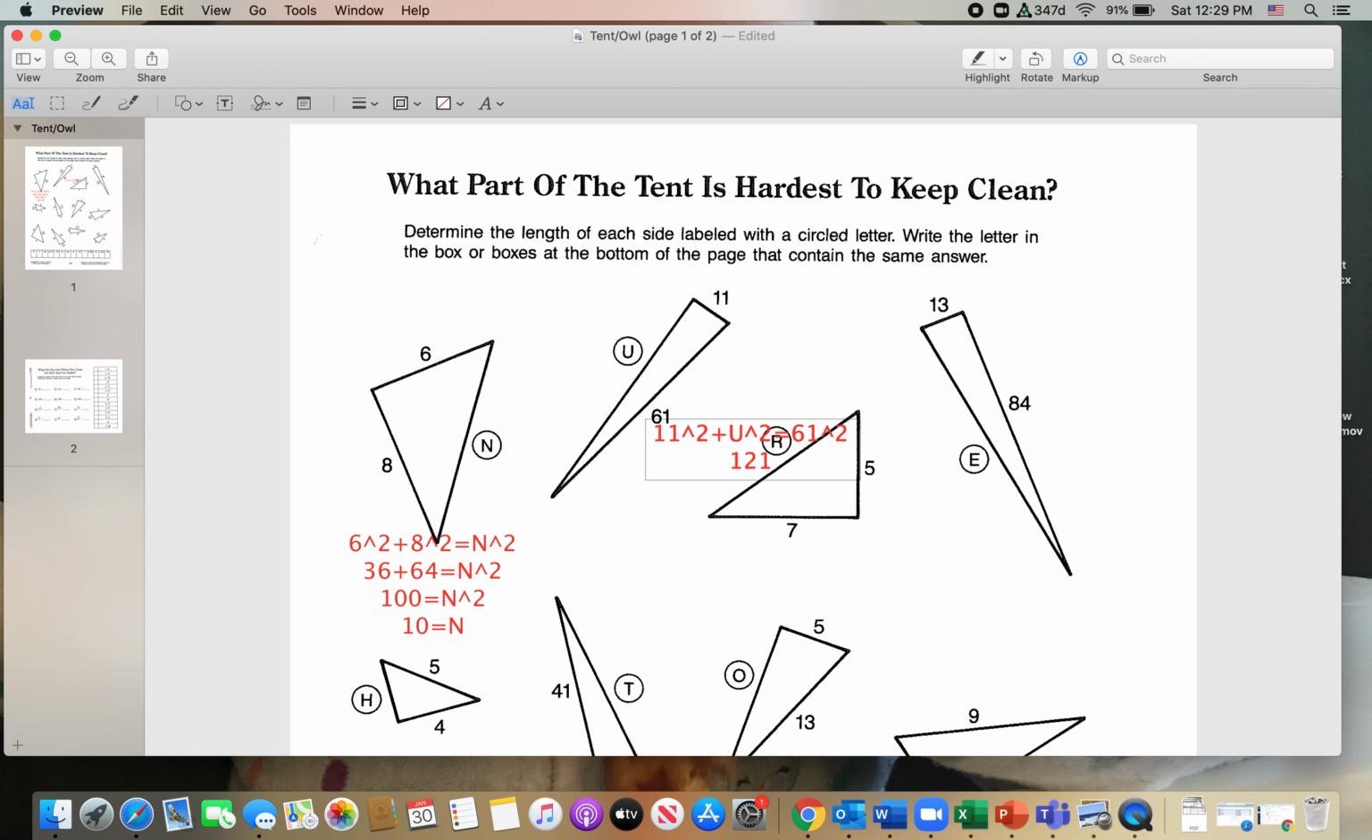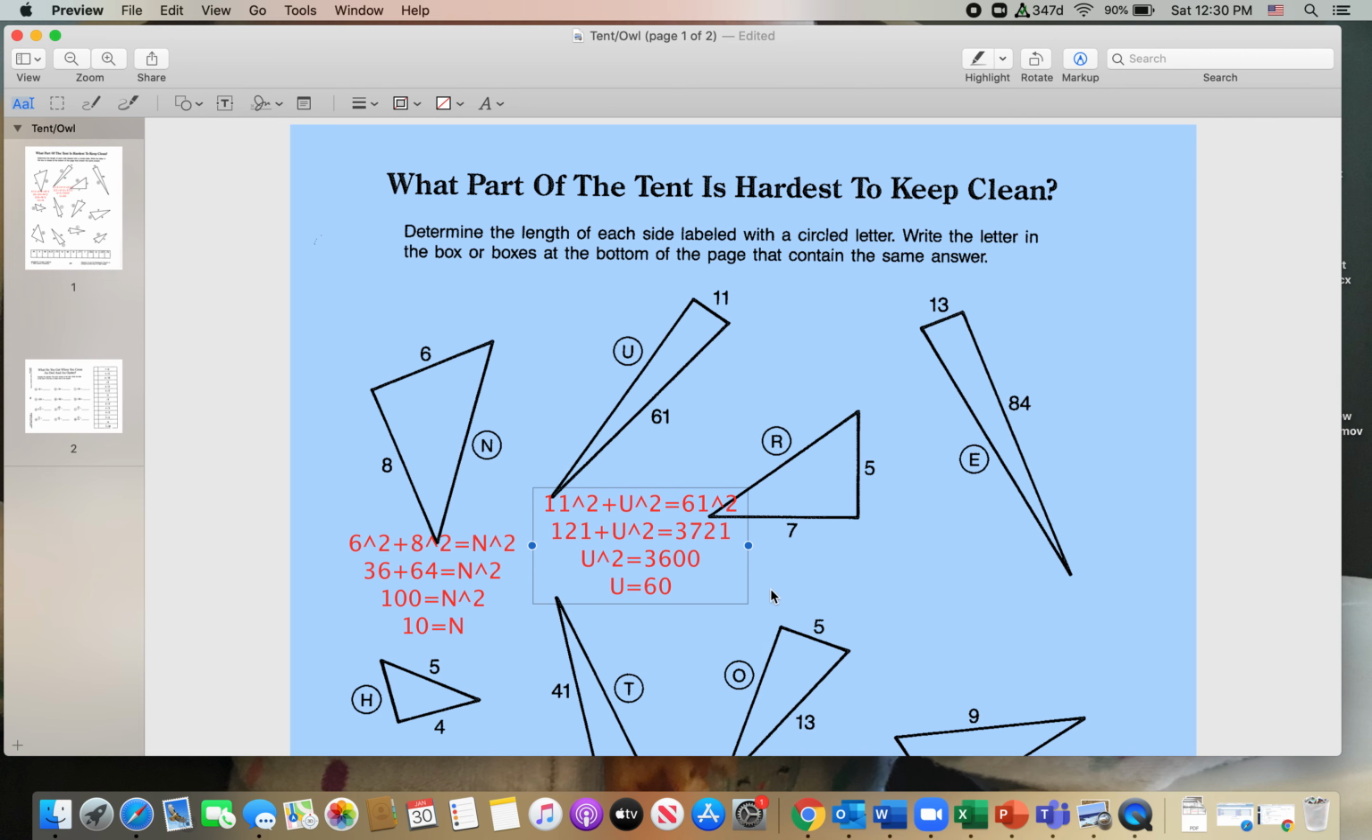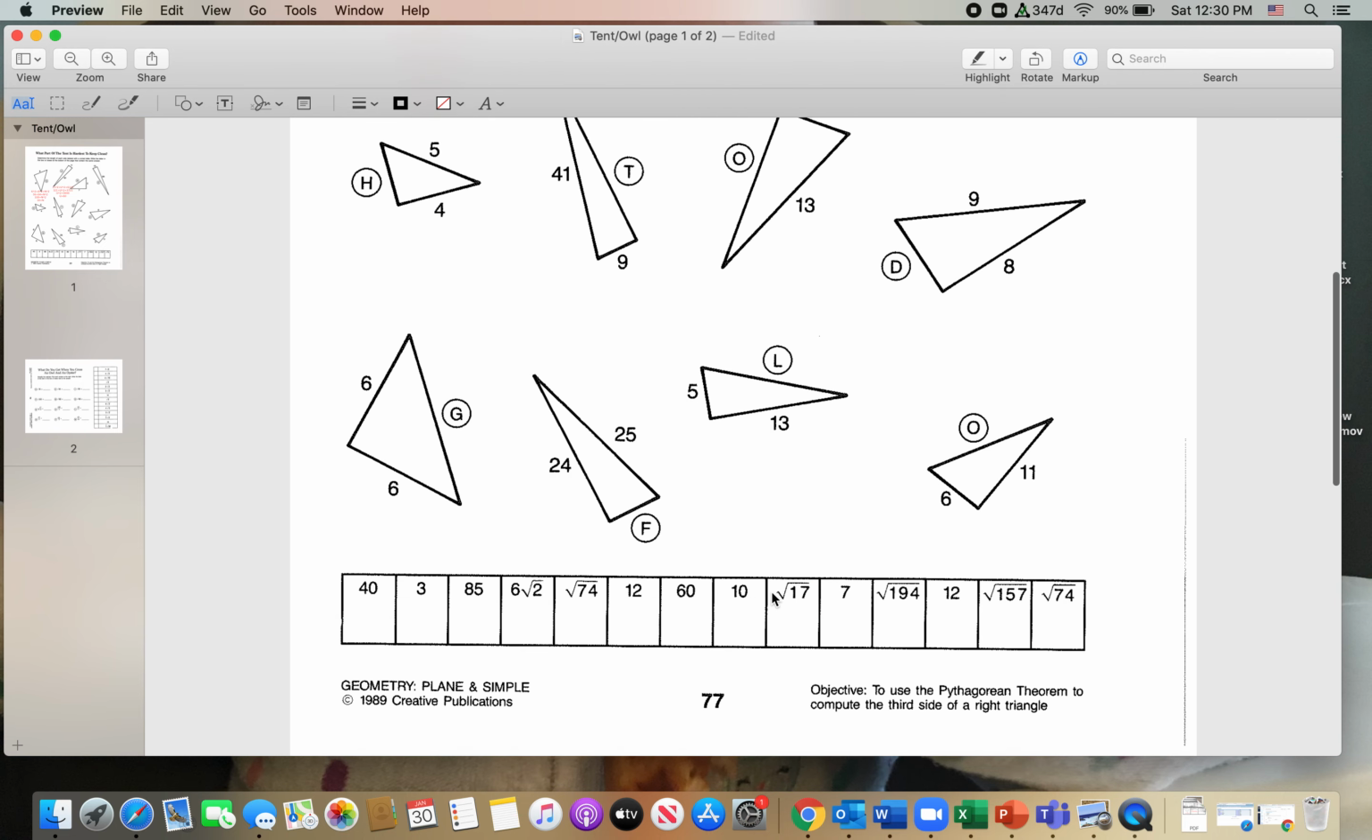Okay, next line. 11 squared, 121, plus u squared equals, get a handy dandy calculator, 61 squared is 3,721. So this is a little different. We don't add these together. We get rid of the 121. So when we subtract it off, you just have u squared equals 3,600. Take the square root of both sides. u equals 60. And on every single one of them, if you do it right, you can find the answer. So you know you're doing it right. Here's a 60. That's where you put u.